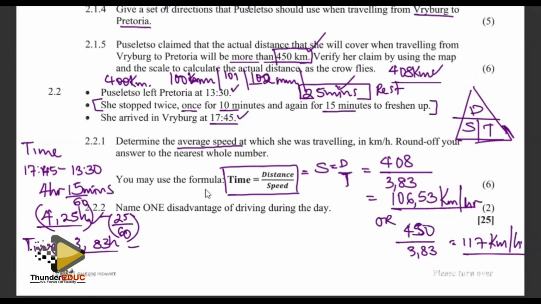Give one disadvantage of driving during the day. The disadvantage during the day is that there's a lot of traffic, because people are on the road. Those who are going to work, those who are coming back. That's why it's better to drive at night, because there are fewer cars on the road.